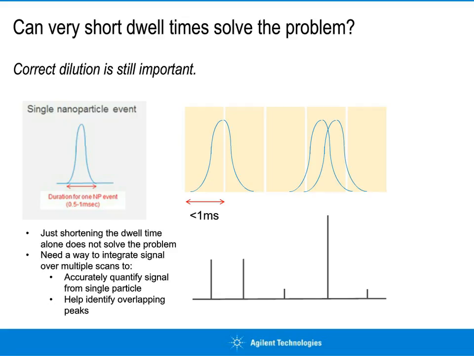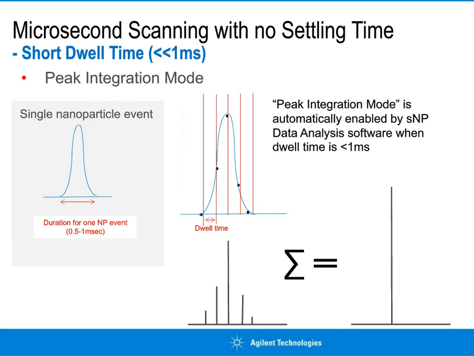So how do we solve this if just using short dwell times doesn't resolve the problem completely? And the way we do that is by using very short dwell times, what we call microsecond scanning with no settling time, so that there's no loss of information between scans. And in this case, we're using very, very short dwell times, much less than 1 millisecond. And then we're using what we call peak integration mode, which means we're summing or integrating the signal over multiple scans.